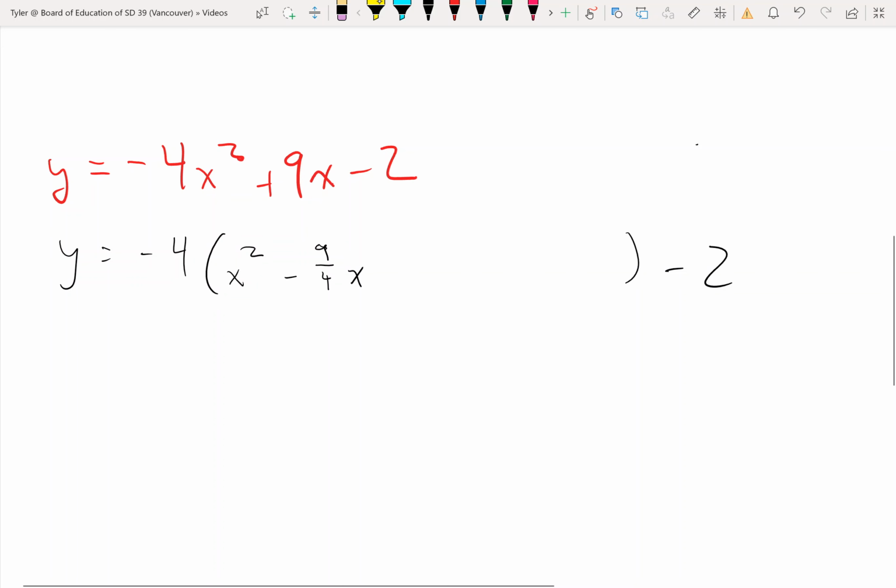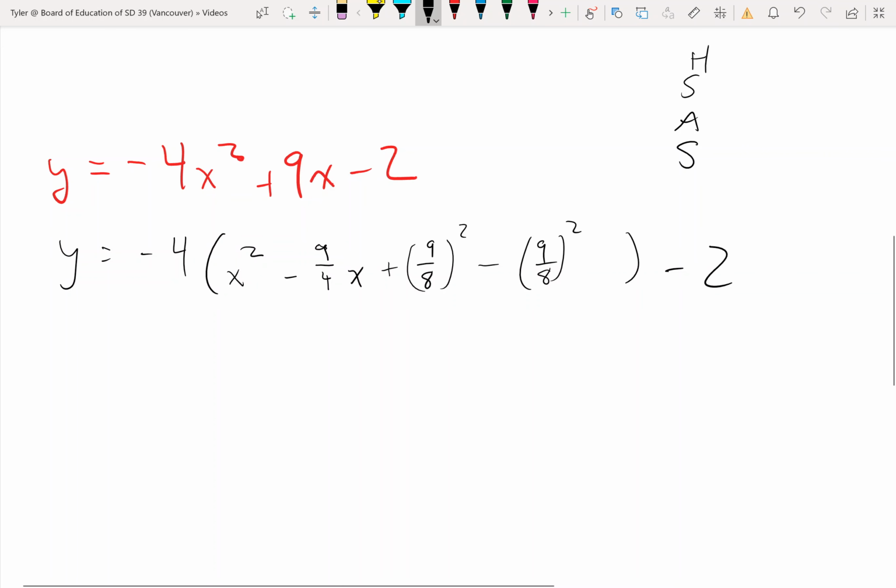Okay, so I'm going to do my sash. So half of this would be 9 over 8. Okay, that's half as big. Then I'm going to square that. Oops, sorry, no x. Then I'm going to square that, add it, and subtract it.